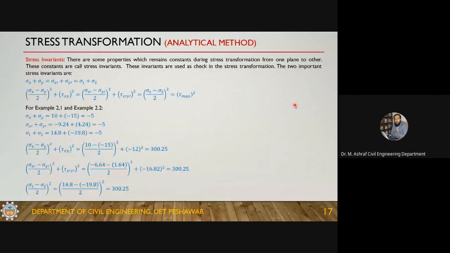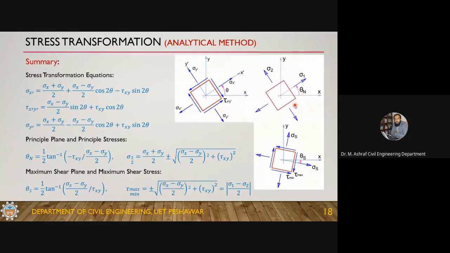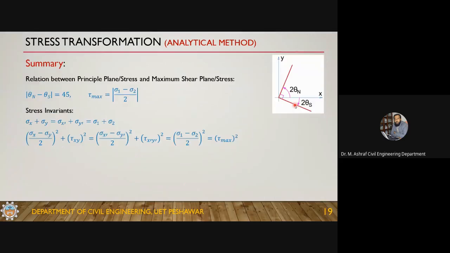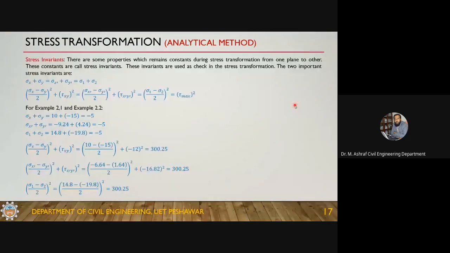Now let's discuss the stress invariant, and then we'll discuss the summary, and then one example most probably, because we have to conclude this by 10:30. You also have a quiz today, okay? Let's discuss the stress invariant, and then we'll move further.